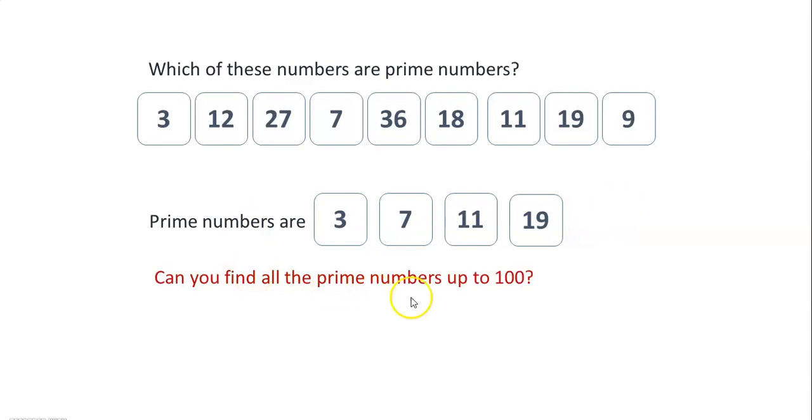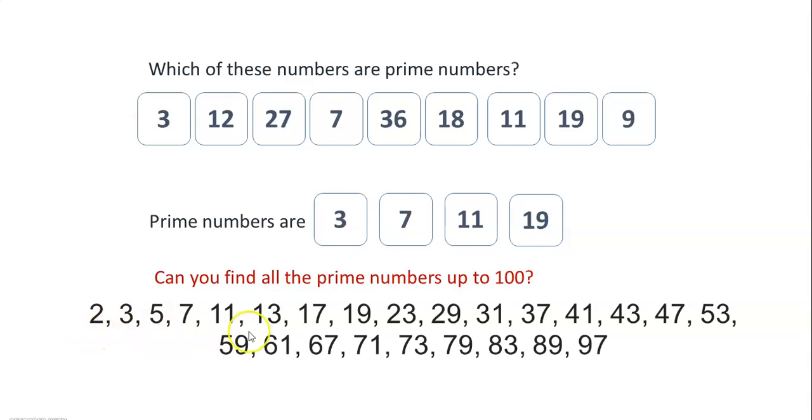Can you find all the prime numbers up to 100? It is a challenging task. I'm going to display those prime numbers, but you need to learn them by heart. It will help you to solve many problems in mathematics. So here we have all the prime numbers from 1 to 100. The first prime number is 2, and that's the only even prime number. All the other numbers are odd numbers.